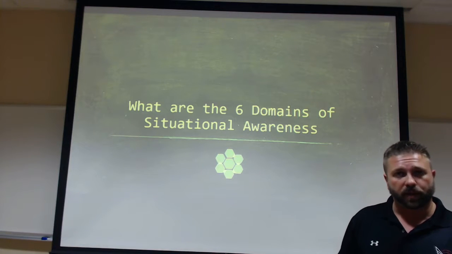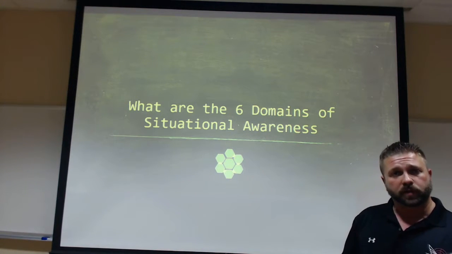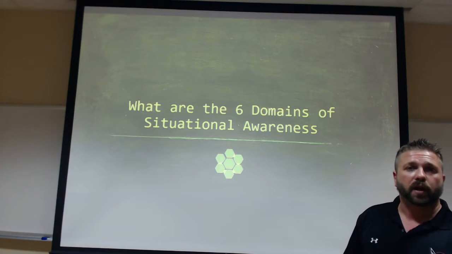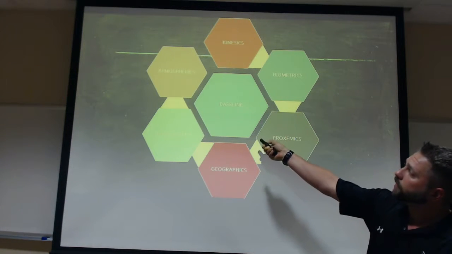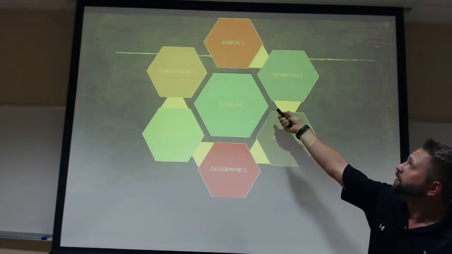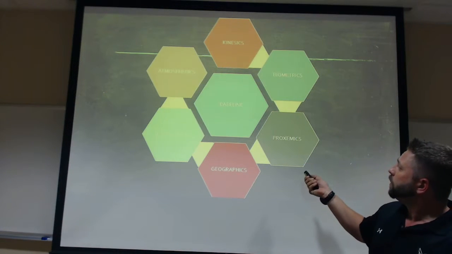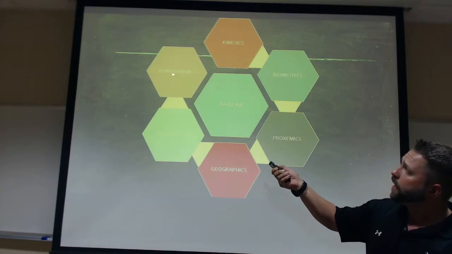So, what are the 6 domains? Like I said, we touched on the baseline. Then we went into the first one, which was kinesics. Right now we're working on the actual biometric cues, right? We started there in the middle with baseline, then went with the kinesics. Next is going to be biometric cues, followed by proxemics, geographics, iconography, and atmospherics.